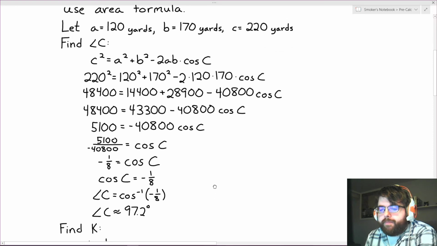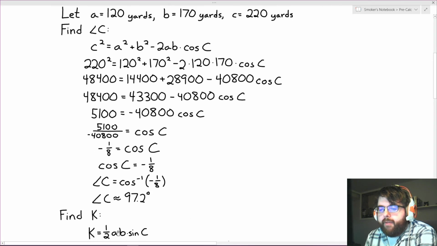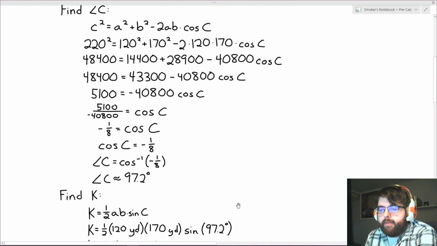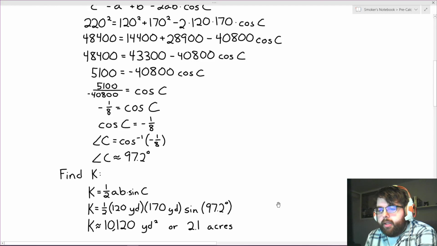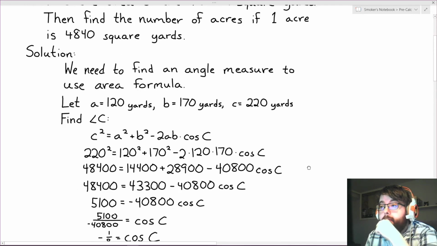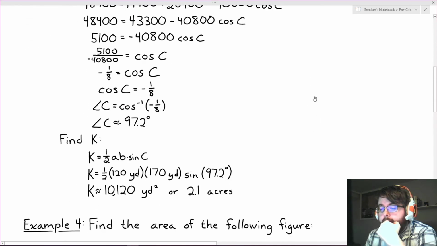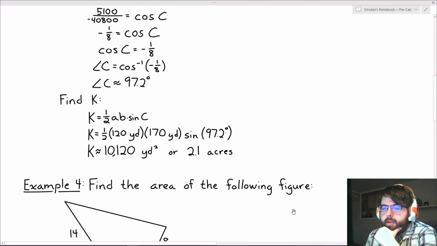Okay, so now that we have an angle, we can use the K formula that's 1/2 A times B times sine of C. Plug that in. We have our A and B from before, same A and B's. Sine of C we plug in and we get 10,120 yards squared. Then if you take that and divide that by 4840, then you could find out how many acres it is. So hopefully that made sense.